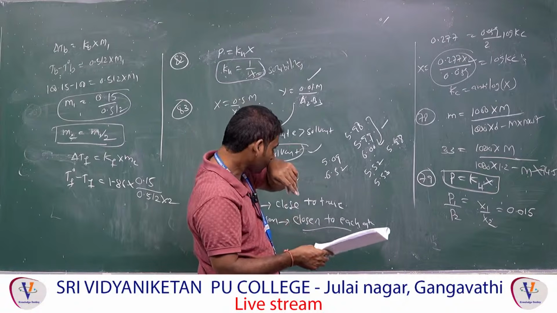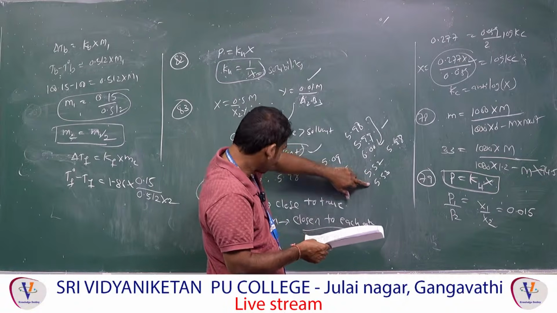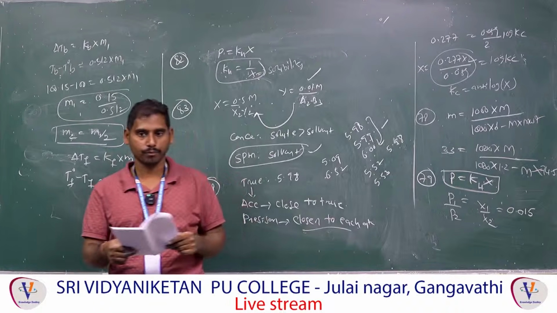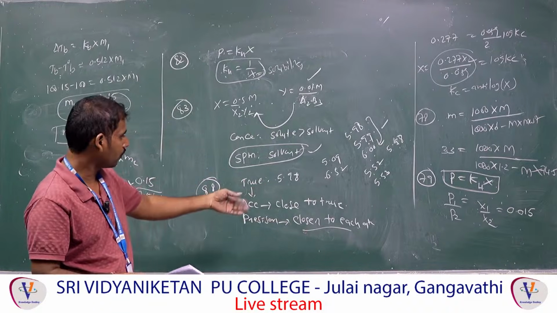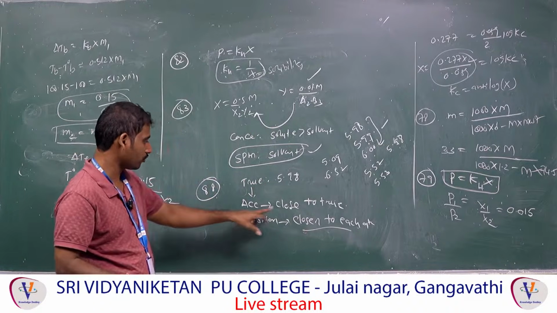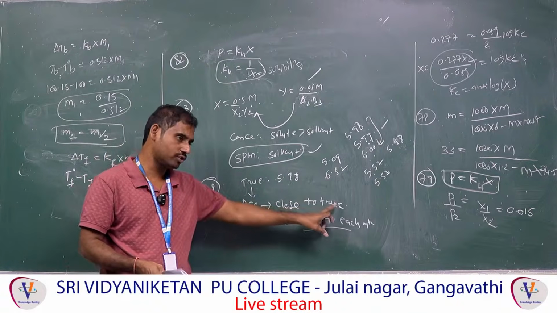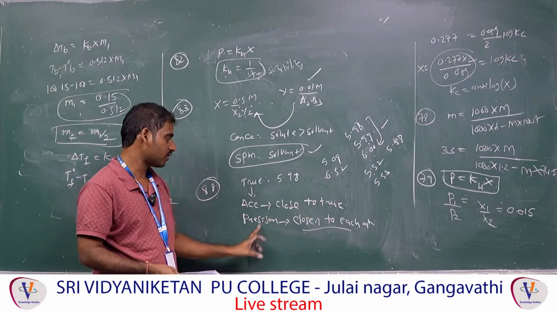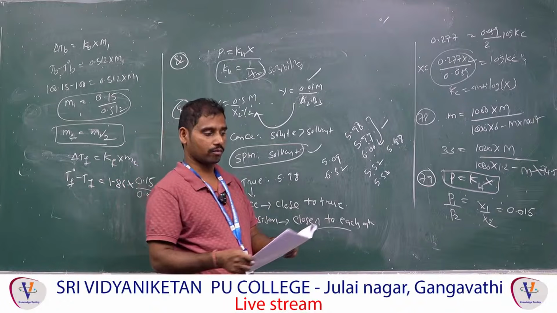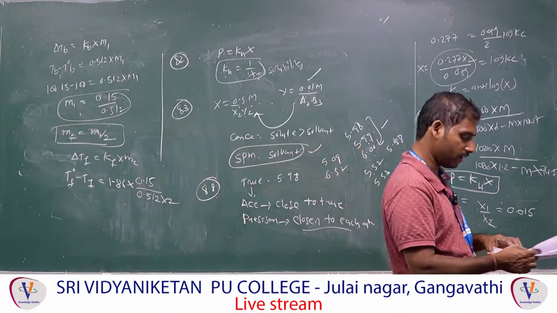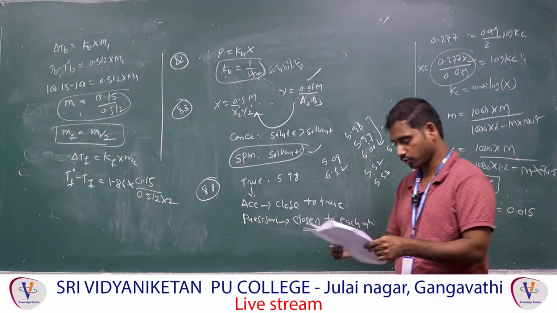C is precise but not accurate. So that is the option. Based on that, you have to choose the answer. You should know this point: accurate means close to the true value, and precision means closer to each other. That's all. The remaining you will get.